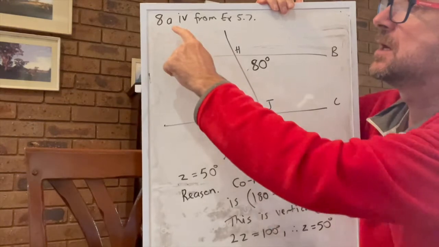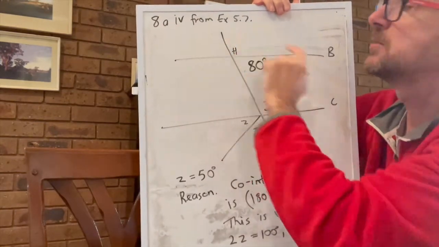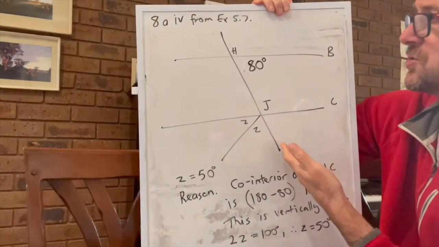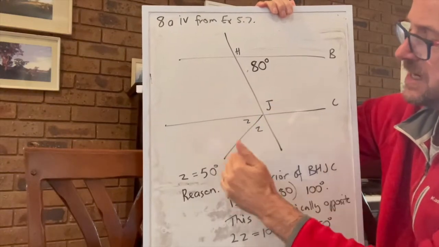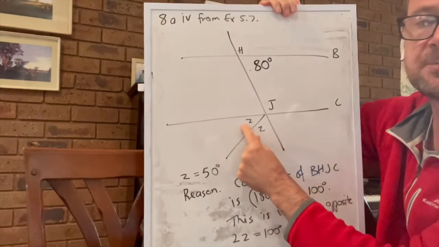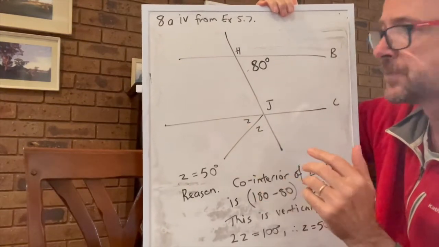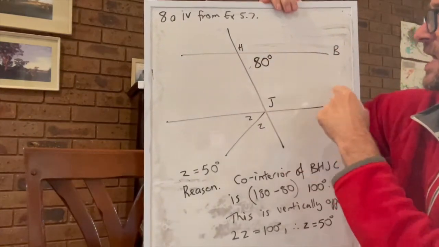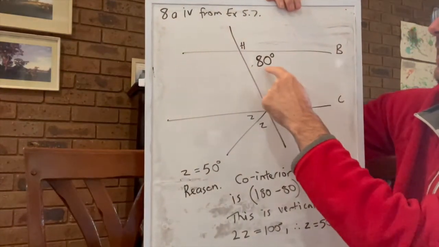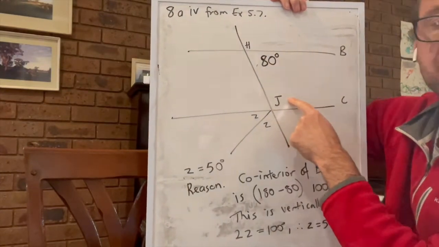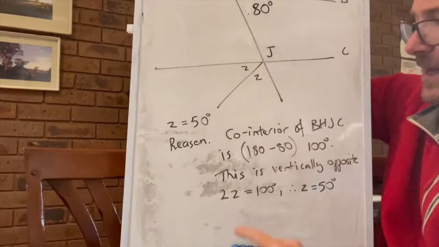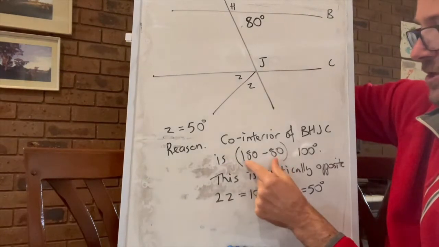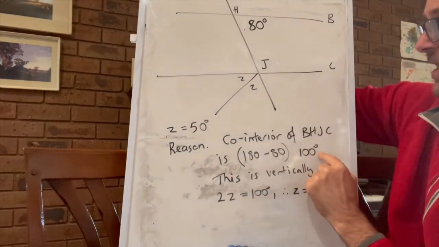Okay, here we're looking at question 8a IV from exercise 5.7. Again, we have two parallel lines, a transversal going across this way, and a line popping out here with two z's in it, which tells us that both of the values here must be equal. So we can look here at this co-interior angle of BHJC: 180 take away 80 is going to leave 100 here. And so we can write that as the co-interior of BHJC, and here we show the working, 180 take away 80 is going to be 100 degrees.